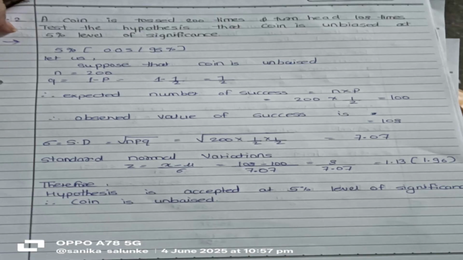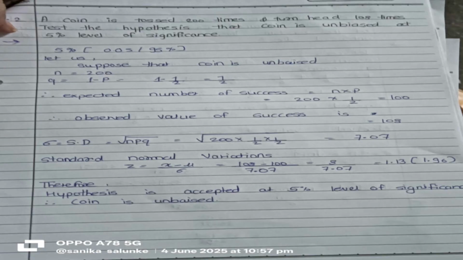Now the fifth step is to calculate the Z statistic. The formula for the Z statistic for the proportion is Z equals observed value minus expected value, divided by the standard deviation. Now put the values: 108 minus 100 upon 7.07. It means 8 upon 7.07, approximately 1.13.